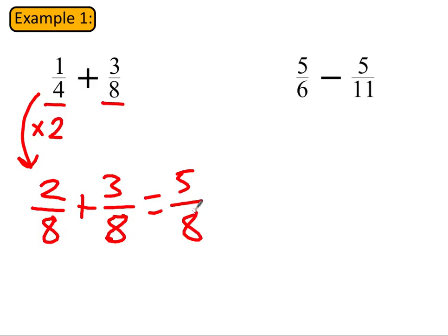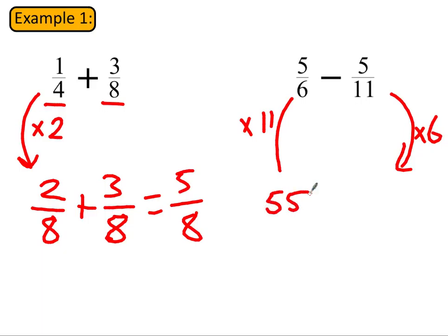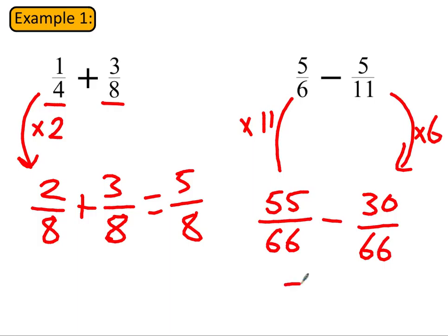In the second example, we've got a 6 and an 11. Now, there's no easy number to use, so we'll have to use 66. So, if we times this one by 11 and times this one by 6, we'll get both denominators to be 66. So, if we multiply the first one by 11, we're going to have 55 over 66, subtract 30 over 66. So, if we do that, we are going to have 25 over 66 as our final answer.